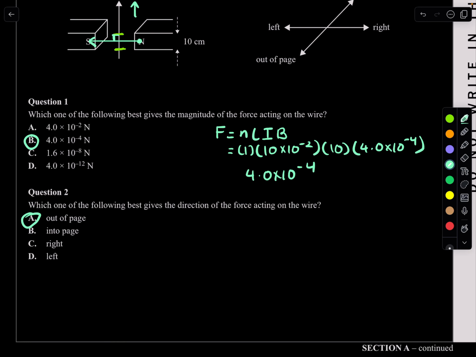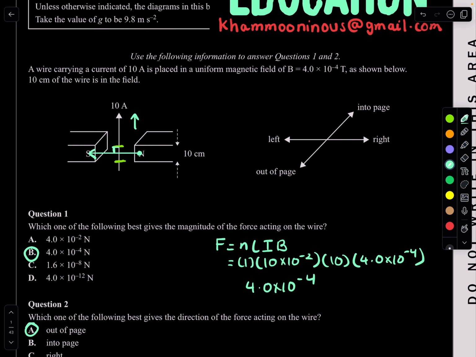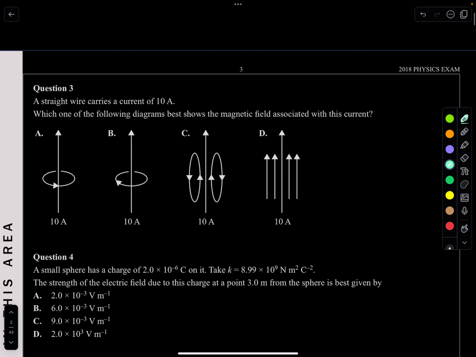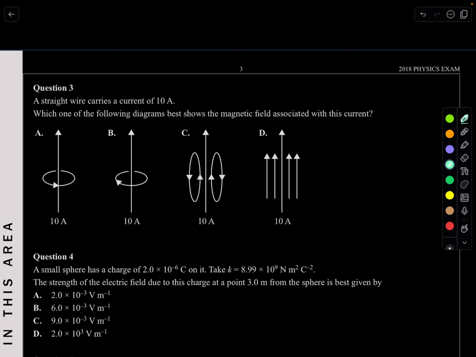2A. Nice and easy. A very common question in exams, so 100% easy to do. Question 3. A straight wire carries a current of 10 amps. Which of the following best shows the magnetic field associated with this current?